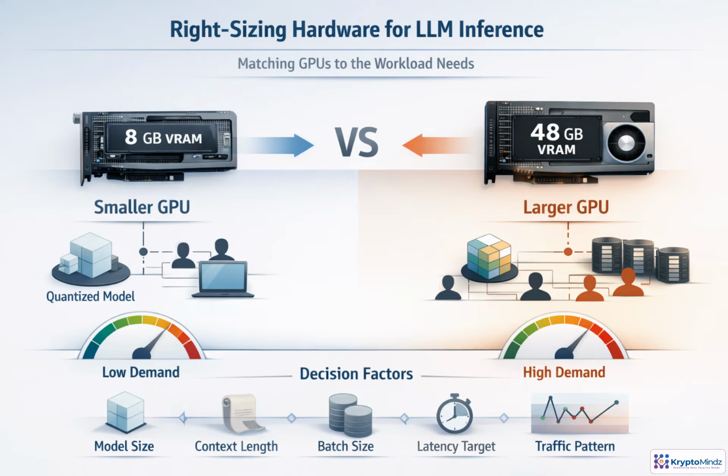GPU choice is not a contest for the biggest card. It is a matching problem. A smaller GPU can be the cheapest reliable option when the model is quantized, traffic is light, batches are small, or latency requirements are relaxed. A larger GPU earns its cost when you need more VRAM, longer context, higher memory bandwidth, or many simultaneous users. The key is to model the workload, model size, context length, batch size, latency target, and traffic spikes. Optimize for acceptable quality and reliability at the lowest total cost.